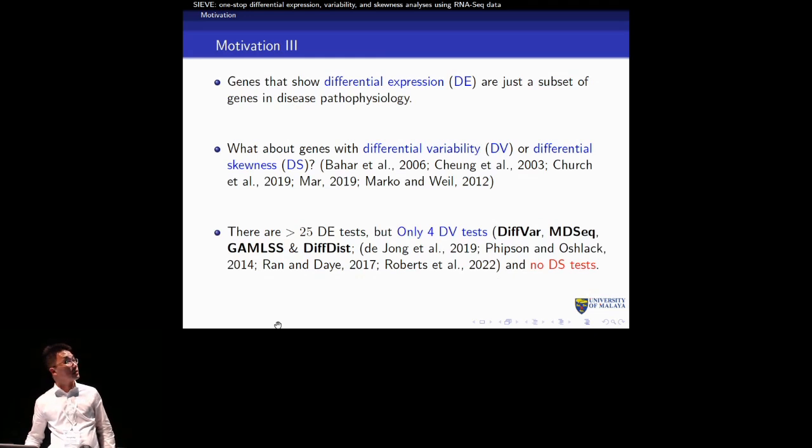We know the DE analysis is very important. Well, not all phenotype-linked genes show DE. Some of those genes show differential variability or differential skewness. More and more researchers begin to recognize the biological significance of differential variability and differential skewness. A lot of methods have been proposed, but only a few DV tests are available and very few DS tests.